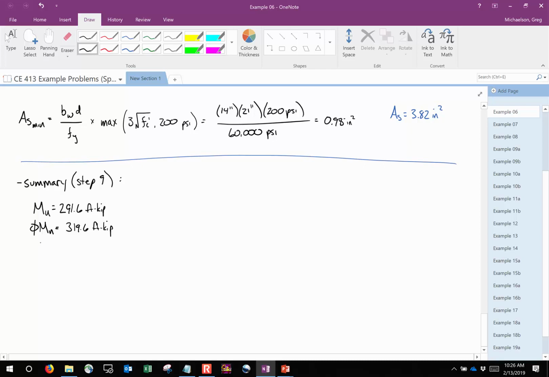The other two checks that are important is that we have verified that this is greater than or equal to 0.004, and we verified that this was greater than or equal to As min. And so if you want what is the final result of step 9, it's this. Comparing these two and that these two limits are met. Now, we also said that there was an efficiency calc that we'd like to throw in. So let's do that.